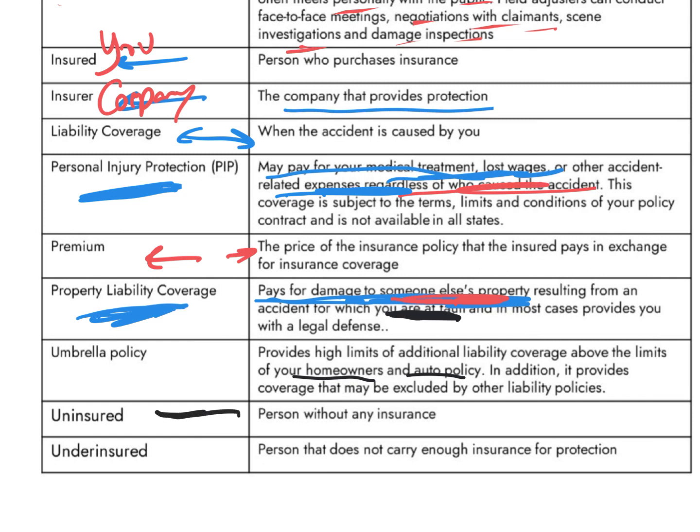It's basically when you group together different types of insurance. Uninsured is a person who has no insurance, while underinsured is a person who doesn't carry enough insurance to deal with a given situation. So uninsured, no insurance. Underinsured, don't have enough insurance for protection.